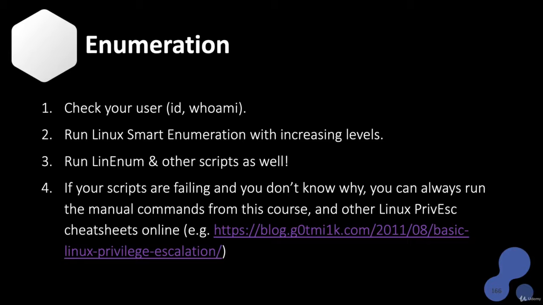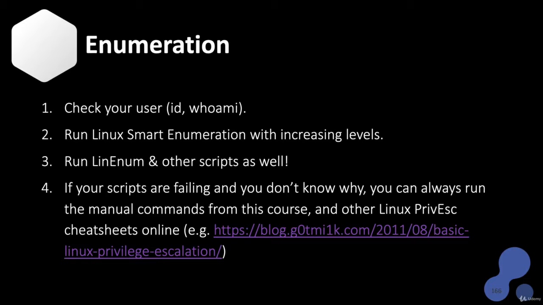If you're still a low privileged user, run the Linux Smart Enumeration script with increasing levels, starting with level 0. Remember, levels 0 and 1 only show you the results that are interesting. Level 2 will simply dump out all the information gathered.